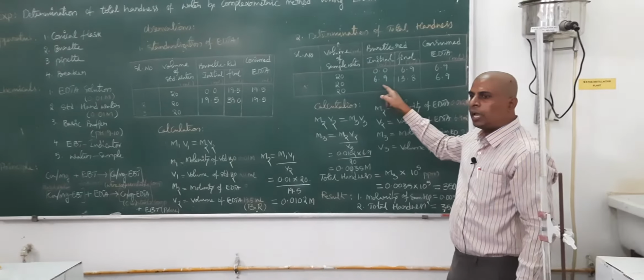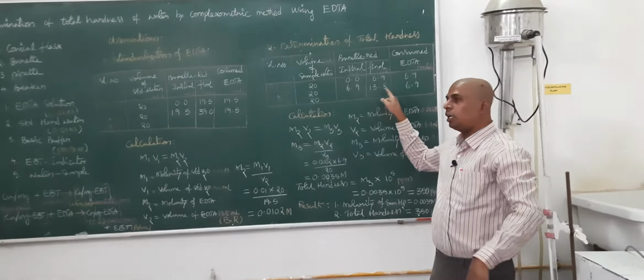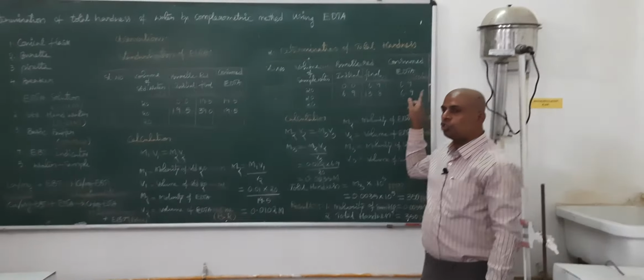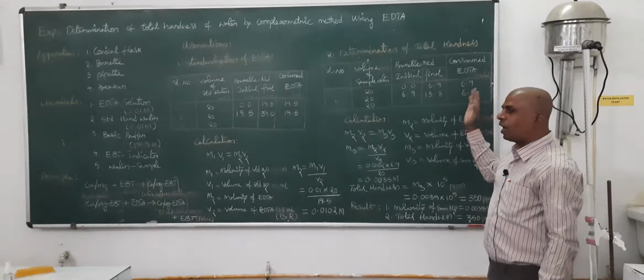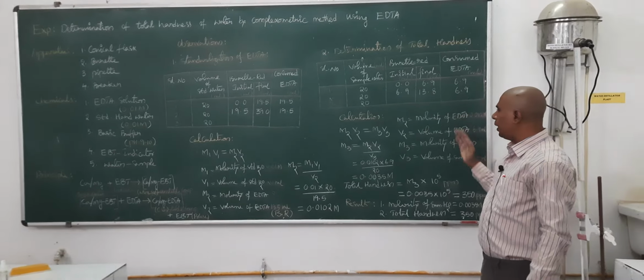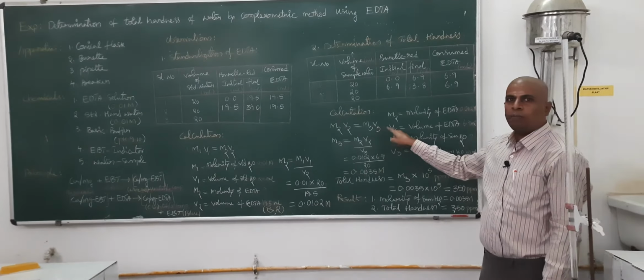The first reading is 6.9, and then we go for continuation. The second reading is 13.8, and the consumed volume is 6.9. This is the final. Here also the value is repeated, so we are getting concordant values. Now for the calculation, M2V2 is equal to M3V3.